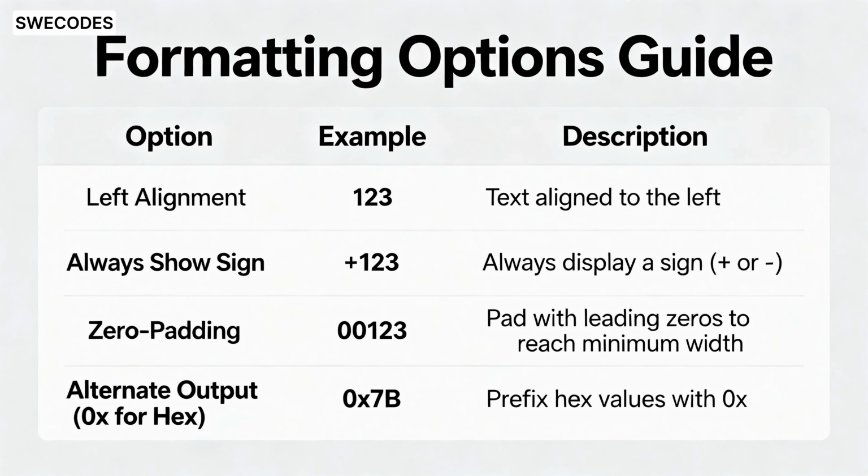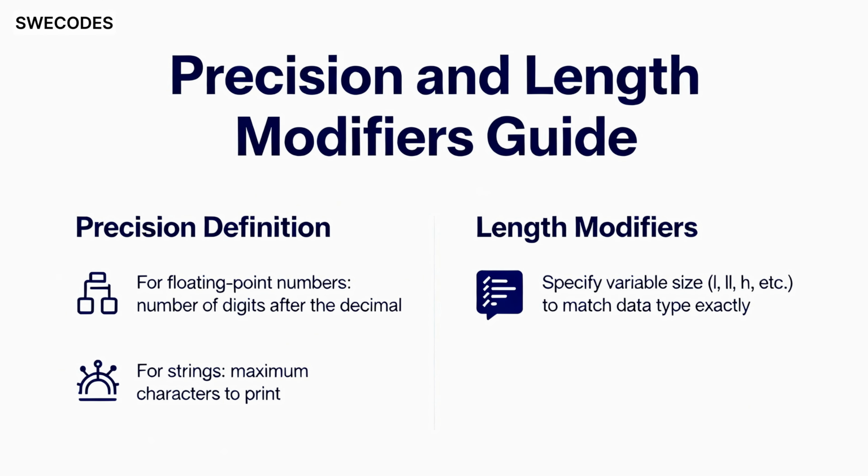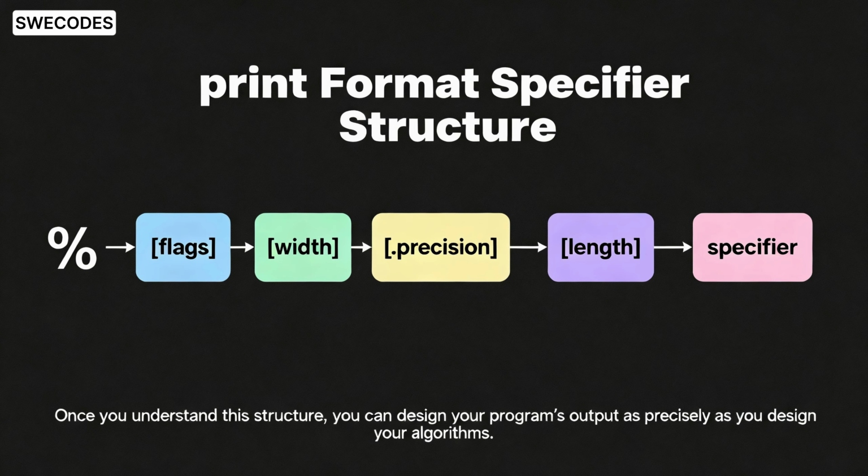Width: minimum number of characters to display. Precision: for floating point numbers, it's the number of digits after the decimal. For strings, it's the maximum characters to print. Length modifiers specify variable size, l, ll, h, etc., so the format matches your data type exactly. In short: % flags, width, .precision, length, specifier. Once you understand this structure, you can design your program's output as precisely as you design your algorithms.